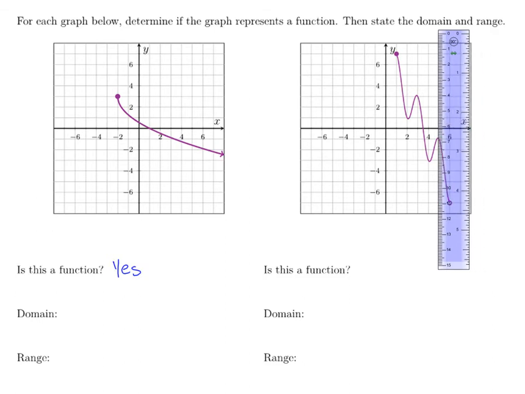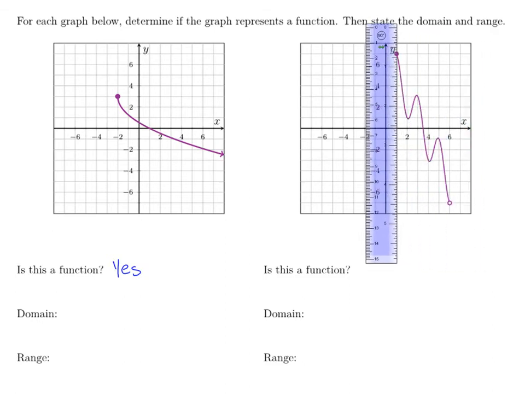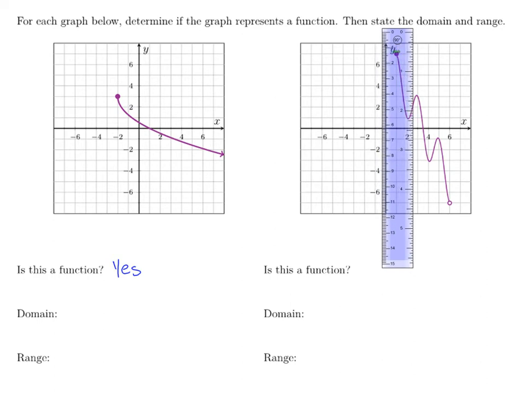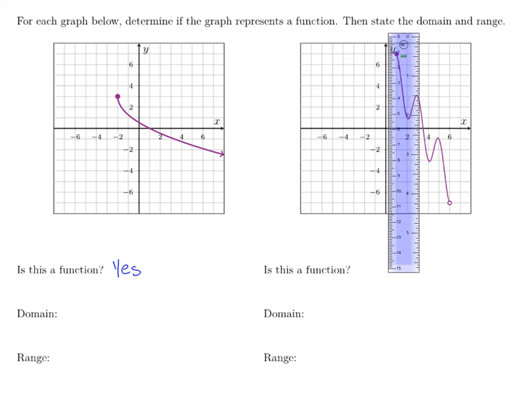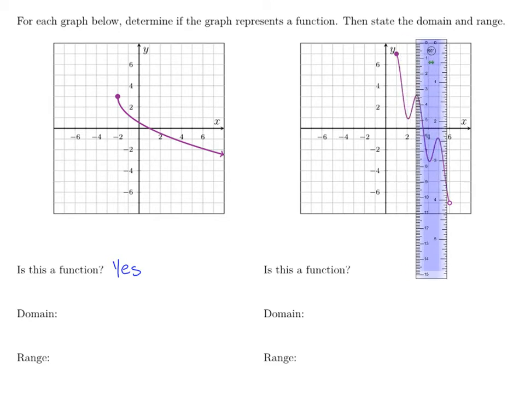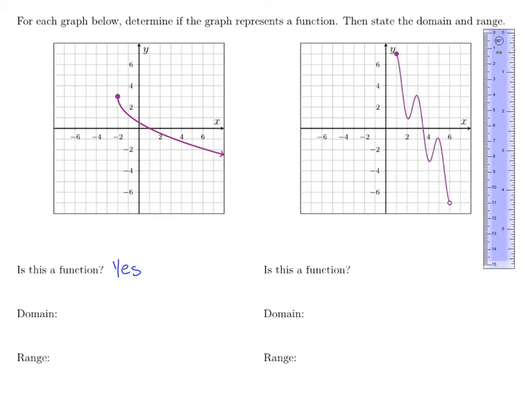Grabbing a ruler, I can follow along here to check if there's a vertical line that passes through this graph more than once. And I can see that as I move left to right, every vertical line is going to pass through exactly once where this function is defined. So this is indeed a function, and I'll write that down. So is this a function? Yes, the second graph is a function. Now let's move on to the domain and range of each of these.